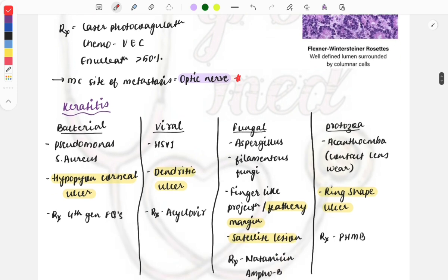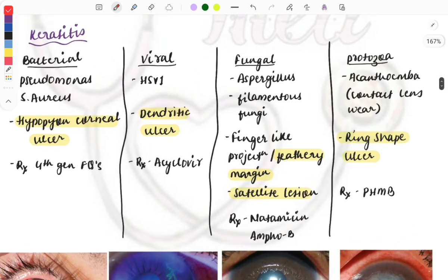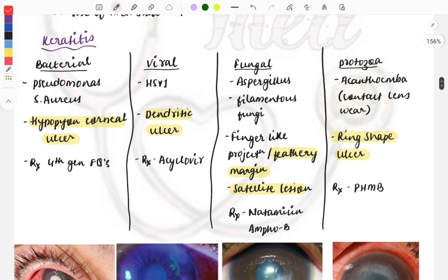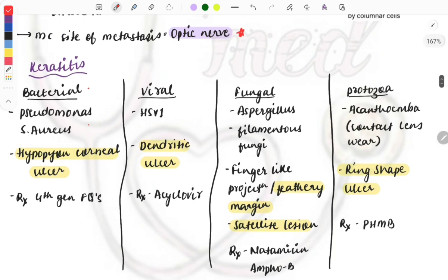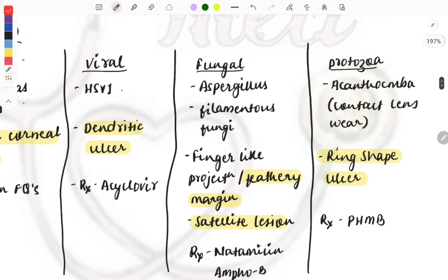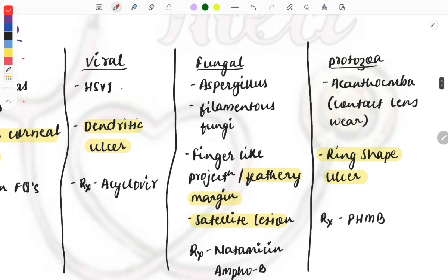Then moving on to keratitis. Keratitis also is an important topic and frequently questions are asked on the types of keratitis and the causative organisms. So these are all the causative organisms. For bacterial, Pseudomonas is the most common, then the second most common is Staph aureus. Viral will be HSV1. For fungal keratitis, Aspergillus is the most common, then the second most common is filamentous fungi. Then Acanthamoeba with the protozoa.